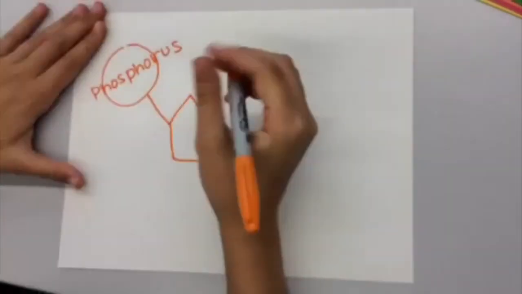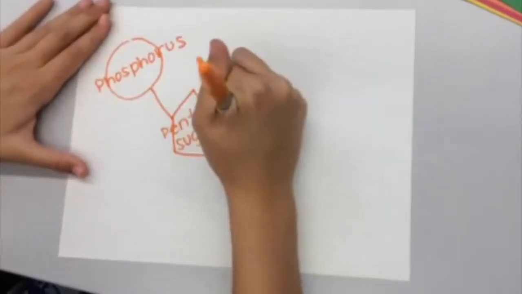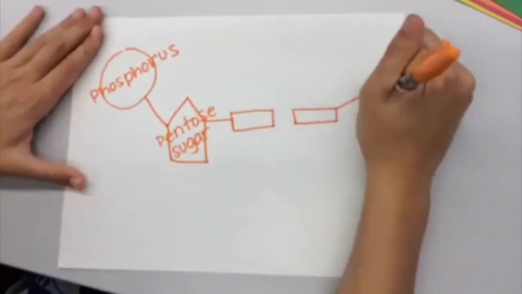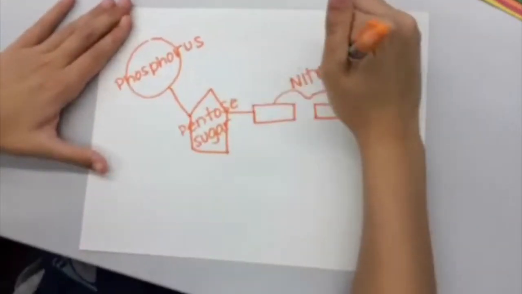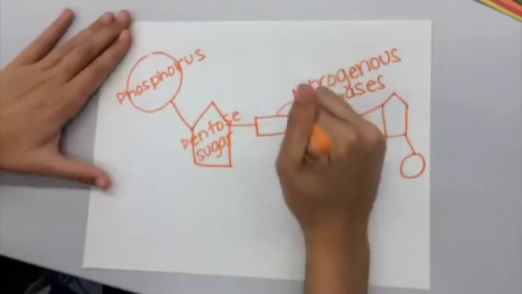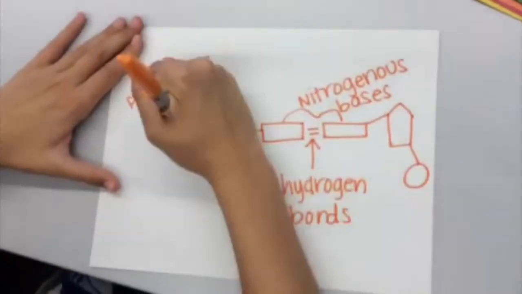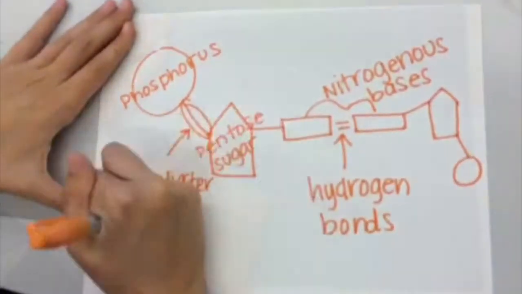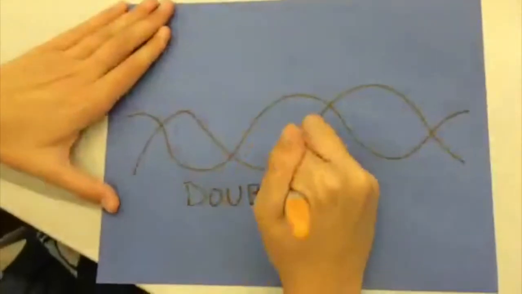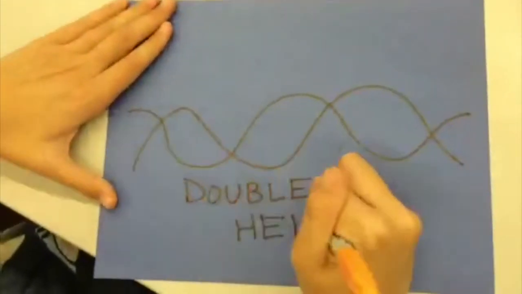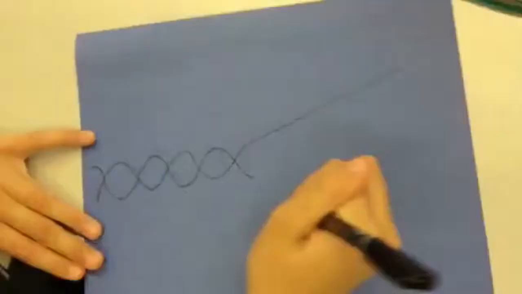Today we will talk about the replication of DNA. DNA consists of a phosphorus, a deoxyribose sugar, and a nitrogenous base. It has a double helix with a phosphodiester and a hydrogen bond. DNA makes up the genetic code.